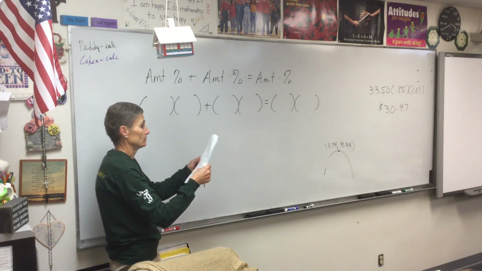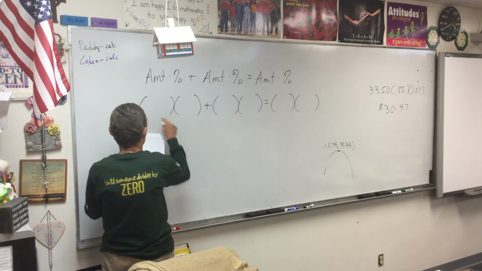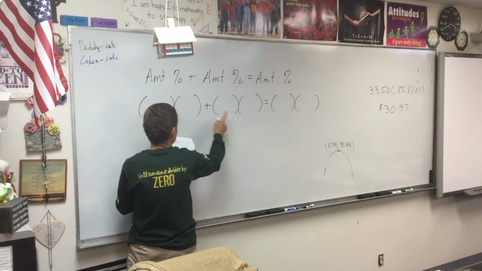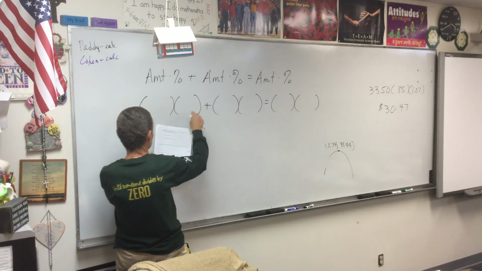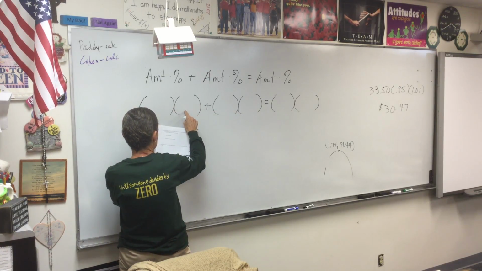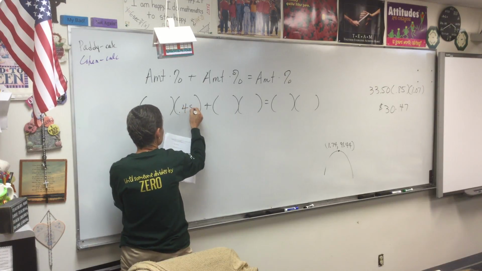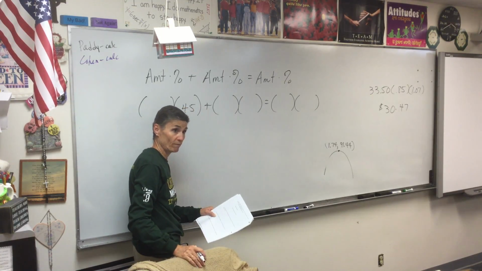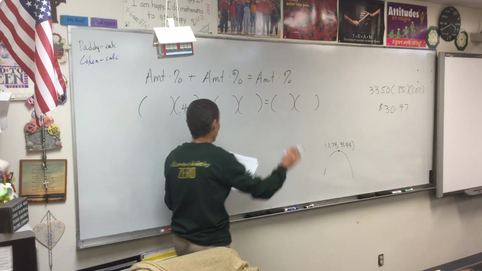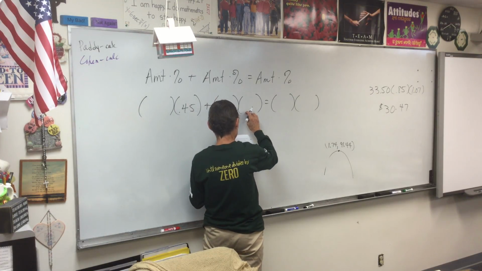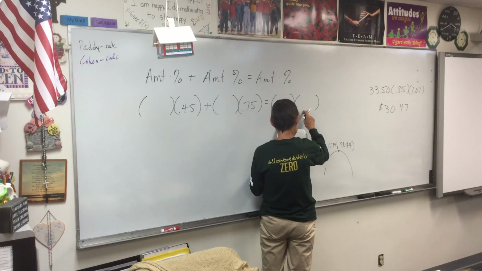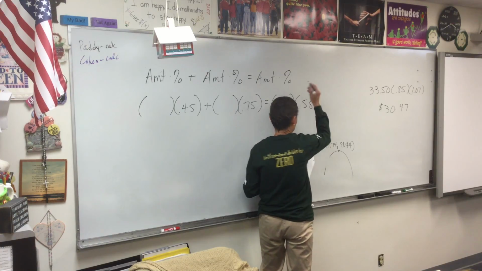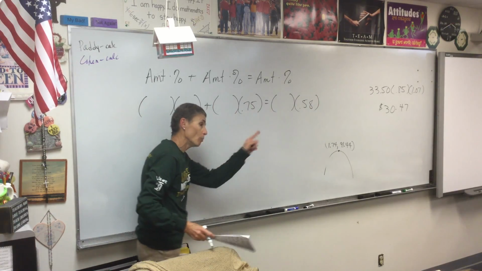So, Trey, what's going in for these percentages? You see that they're right there in the problem, so you have to fill them in. What goes in here? 45%, which is going to be 0.45. And then what goes here? 0.75. And here we'll go 0.58. Perfect. Nobody misses that.